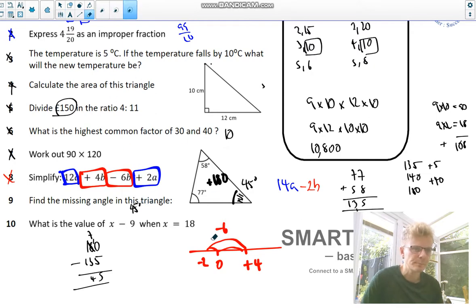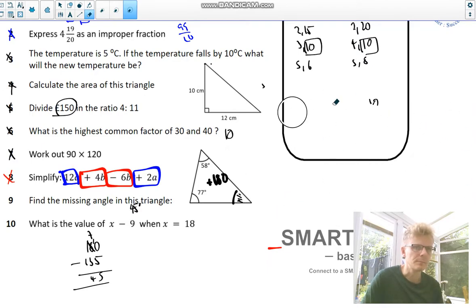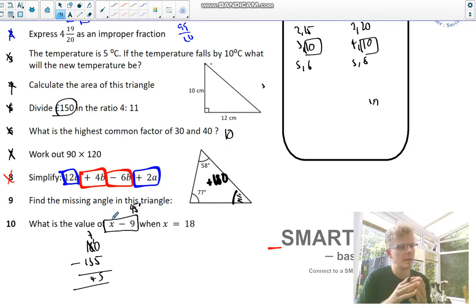Finally then, I bet if you haven't done any algebra before, question 10 is nice and straightforward for you. So this here is an expression, okay? It represents something, so it might be a length on the side of a shape, for instance. We don't know the value of x, so it's not an equation, we're not trying to solve anything. It just represents a certain value.